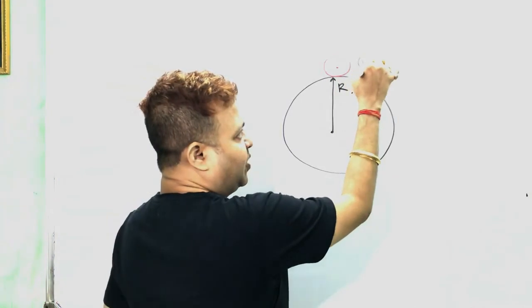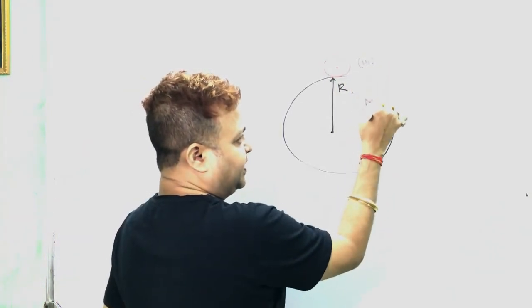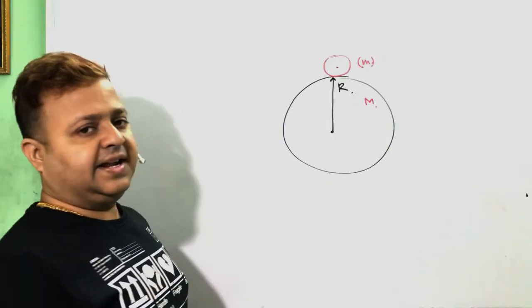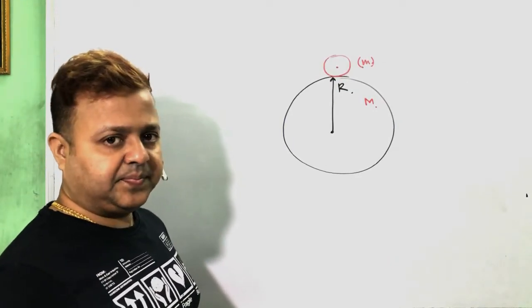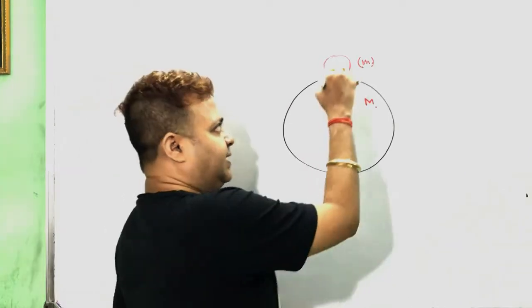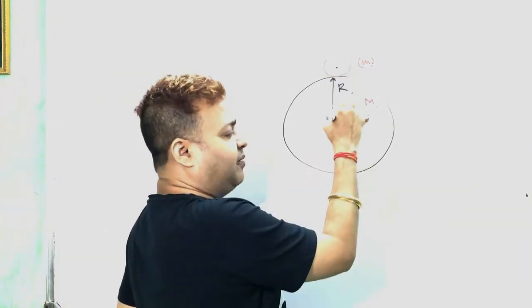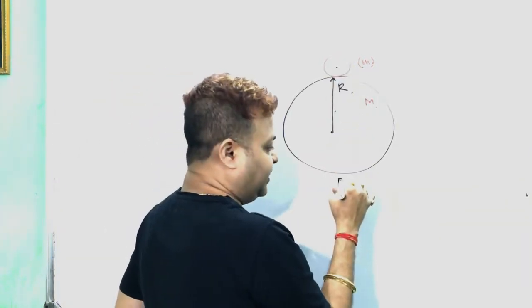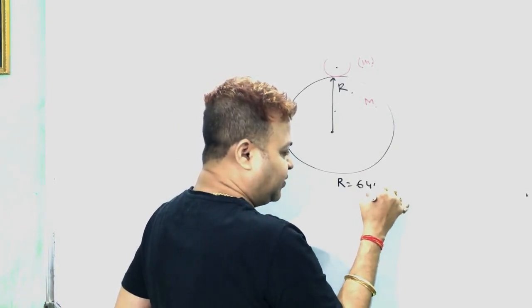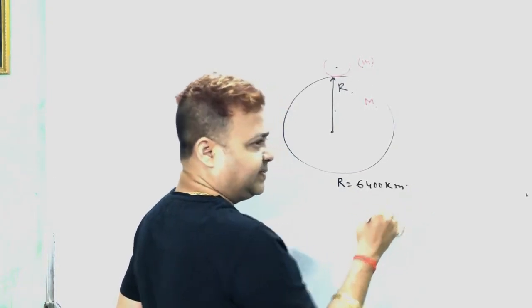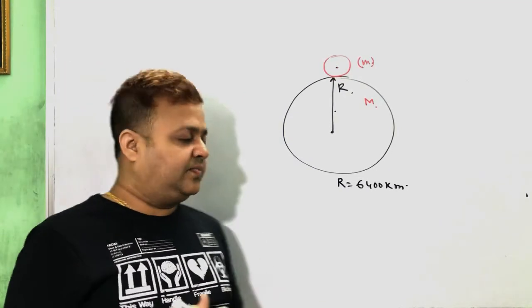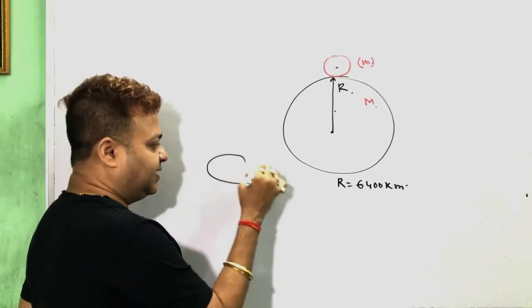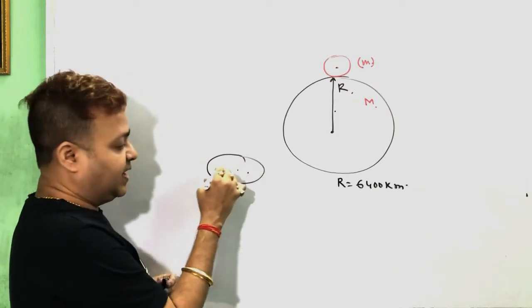Suppose a body of mass small m is placed on the surface of the earth. The radius of the earth is capital R, and the mass of the earth is capital M. Here the radius of the body is very small compared to the radius of the earth, because the standard value of the radius of the earth is 6400 km. This is the average radius, because the earth is an elliptical section. So for the elliptical section, the radius is different at different positions.